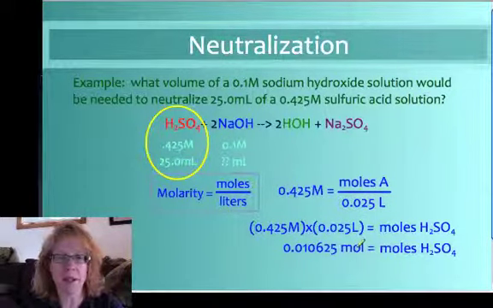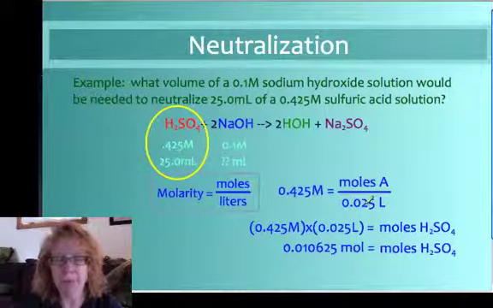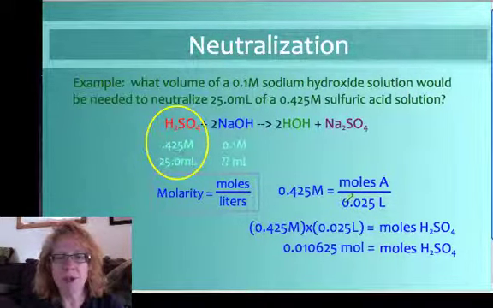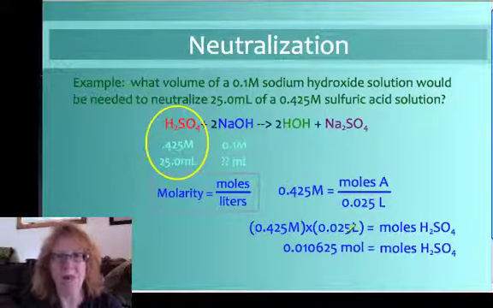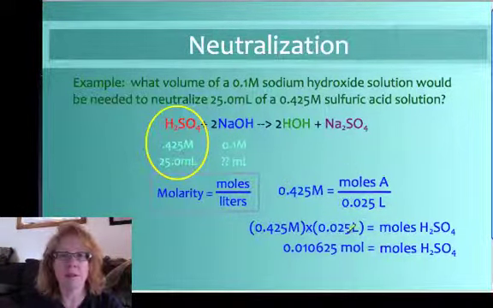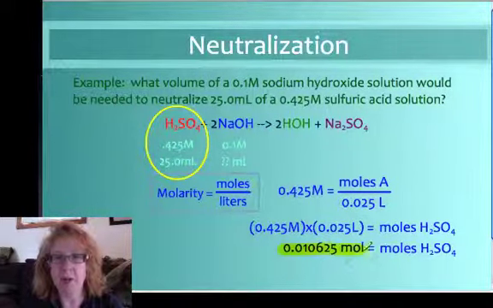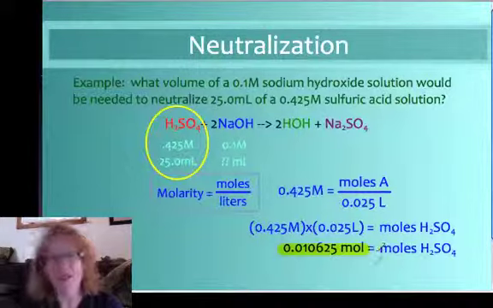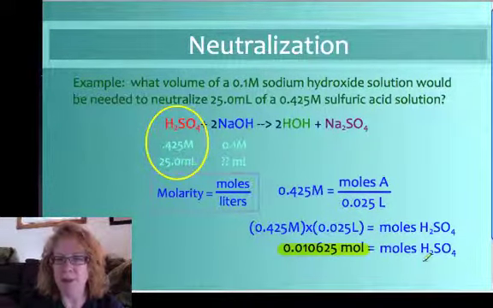If you take a look at how this works out, you're just rearranging the molar mass equation, sorry, the molarity equation, my bad. So multiply 0.425 times 0.025 liters. Yes, you must convert this from milliliters to liters. Move your decimal place over by 3. And we get our response here. We have 0.010625 moles of sulfuric acid that are present in that much of our solution.